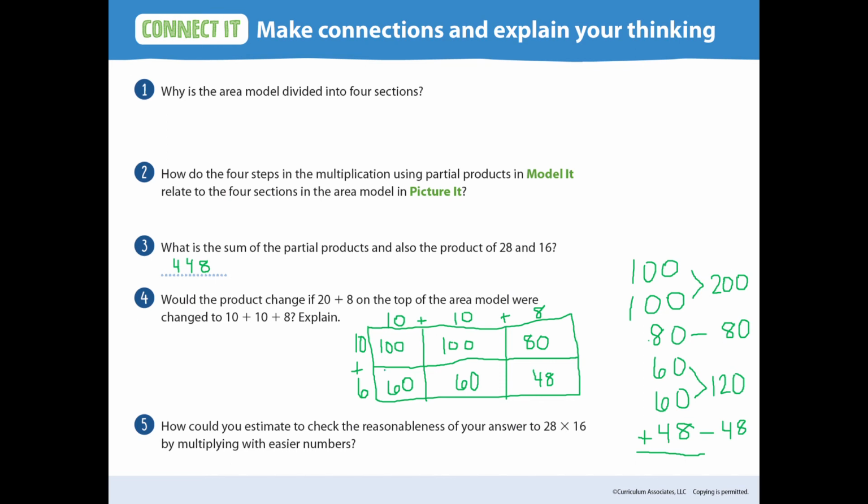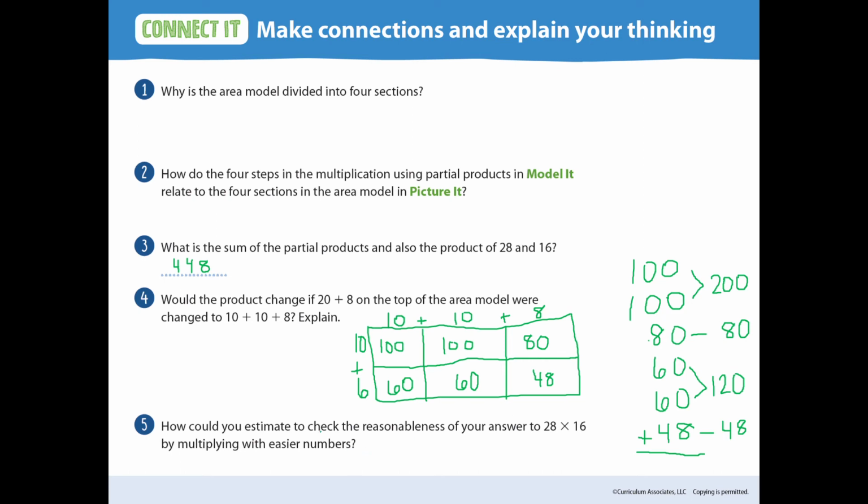Number 5. How could you estimate to check the reasonableness of your answer to 28 times 16 by multiplying with easier numbers? So go ahead and pause to come up with your answer. And then when you're satisfied with your answer, go ahead and press play again.